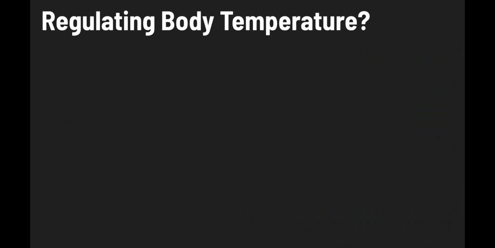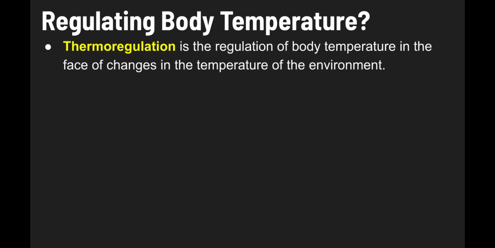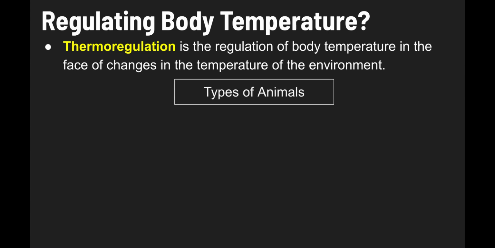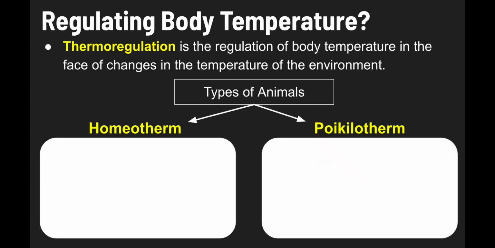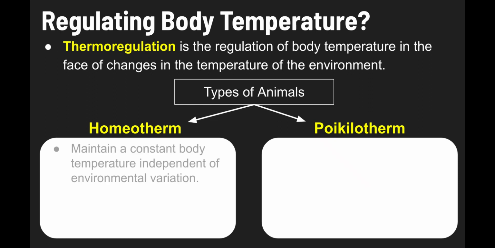Now, how do our bodies regulate body temperature? Well, thermoregulation is the regulation of body temperature in the face of changes in the temperature of the environment that we're in. So there are two types of animals that you can distinguish between based on how they regulate their body temperature. So the first is a homeotherm. The second is a poikilotherm. So let me say something about each.